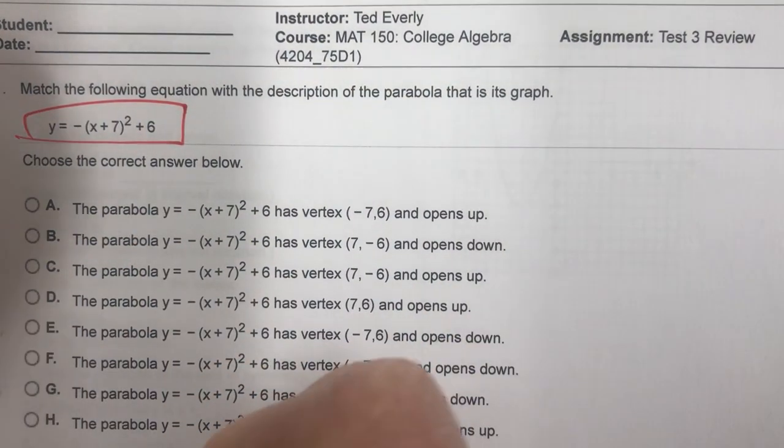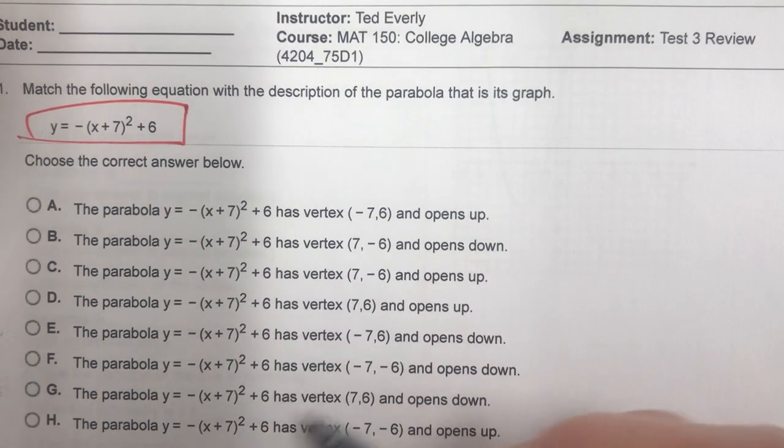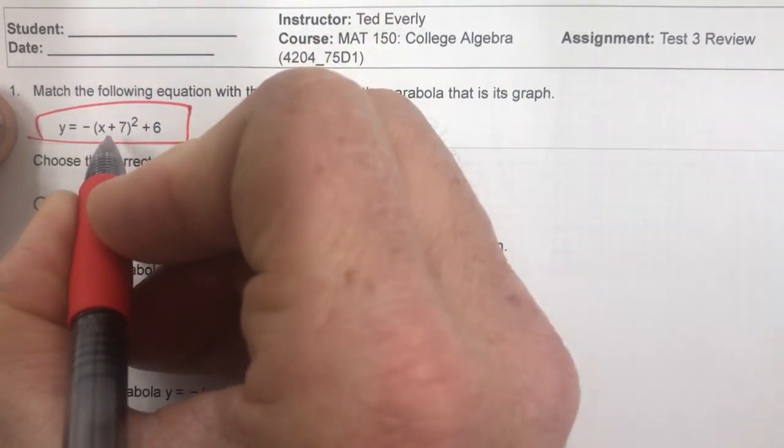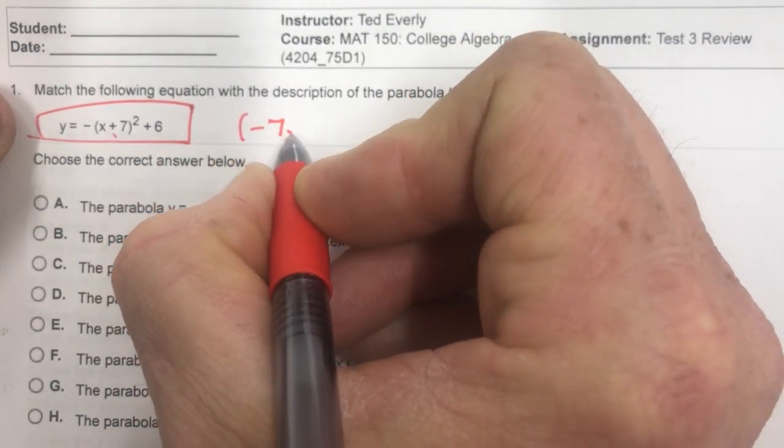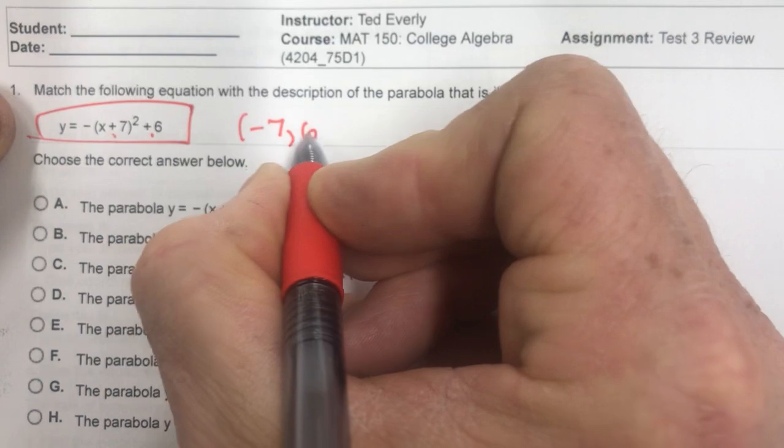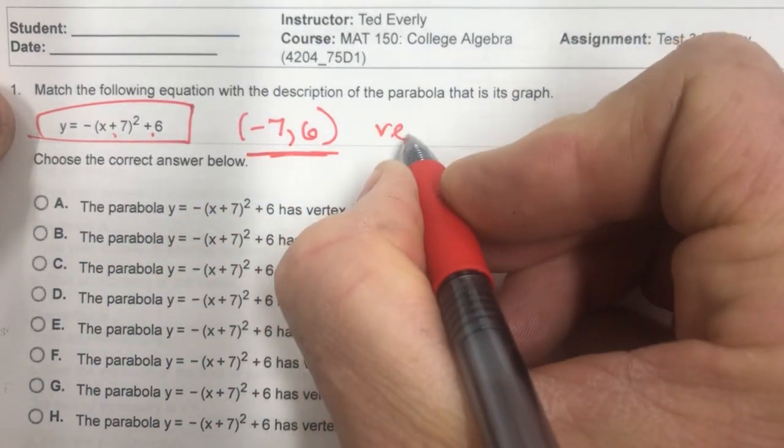Okay, what are we going to have out of this? What's this parabola going to do? So, first of all, I'm going to look at right here, since it's a plus 7, that means my vertex is going to have negative 7. And then there's my y value. Negative 7, 6 is my vertex.